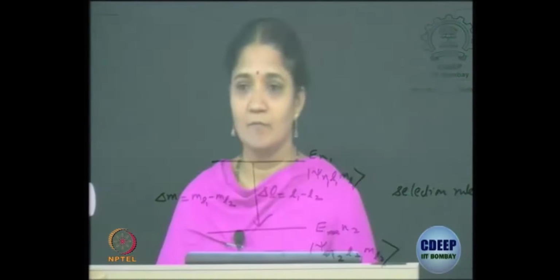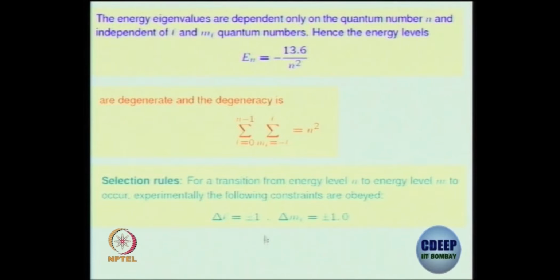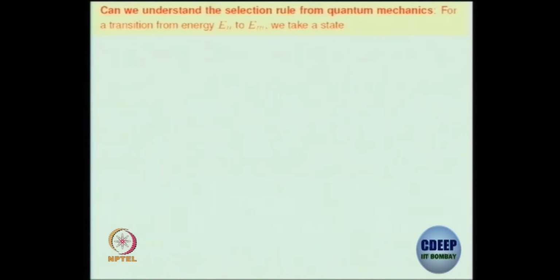So let me first tell you what data the experimentalist gives us, and then we will see from our math or quantum mechanics whether we can reproduce that information. Experimentally they find delta L must be plus or minus 1, and delta ML has to be either 0 or plus or minus 1. How do we verify this? This is where that similar problem can help. How do we understand the experimentalist data on the selection rule?